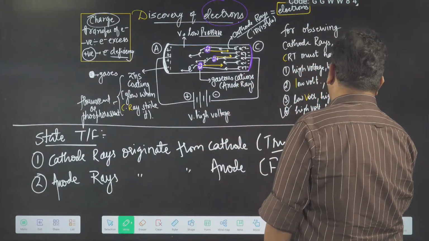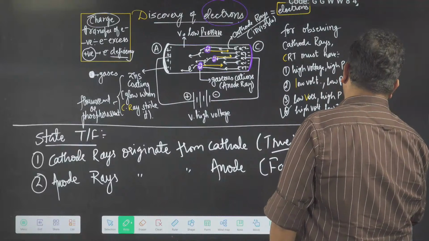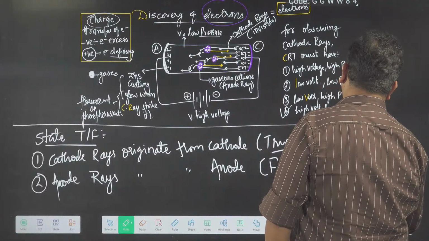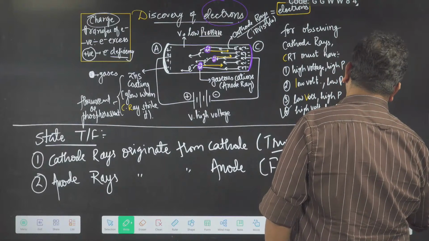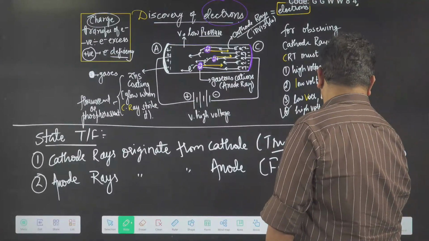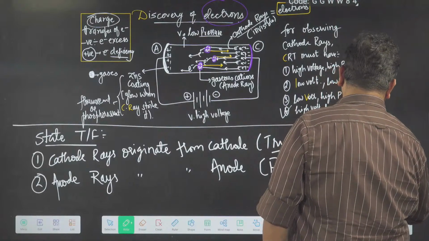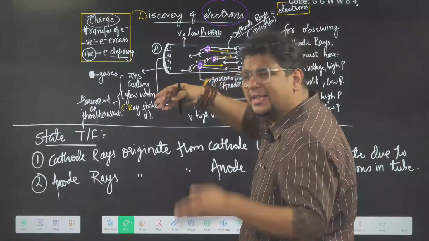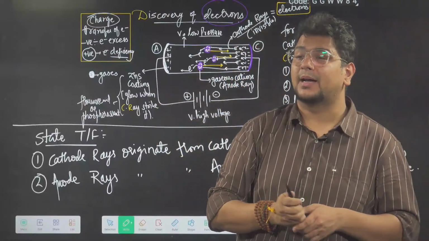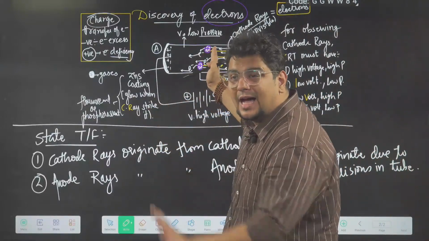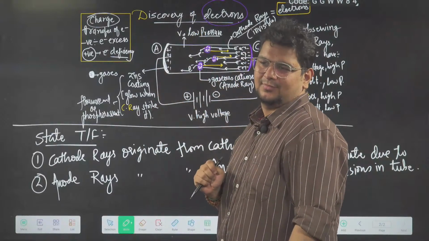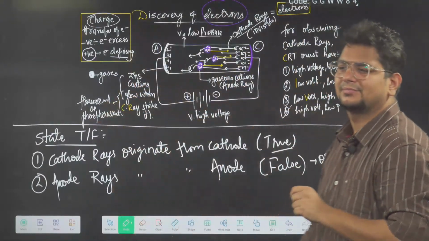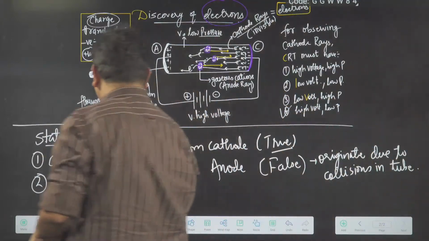They originate due to collisions in the middle of the tube. In the tube only, somewhere collisions are happening, and there the anode ray particles are originating. Anode ray particles are not originating from the anode. They are originating due to collisions of electrons with gases. So very good, correct answer.